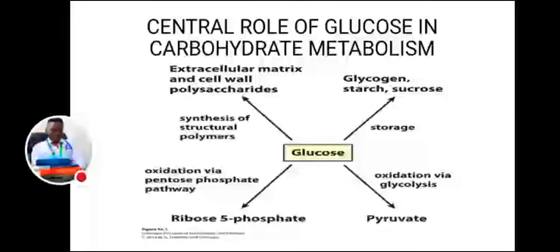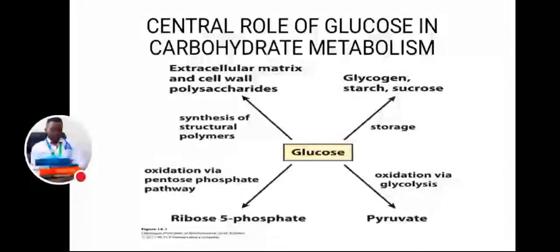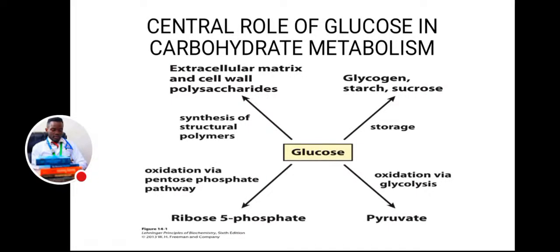Then glucose is stored in the form of glycogen, starch and sucrose. So the storage forms of glucose are glycogen, starch and sucrose. Then glucose can also undergo oxidation via glycolysis to give us pyruvate. That's number three. Then number four, glucose can also undergo oxidation via the pentose phosphate pathway to give us ribose 5-phosphate.